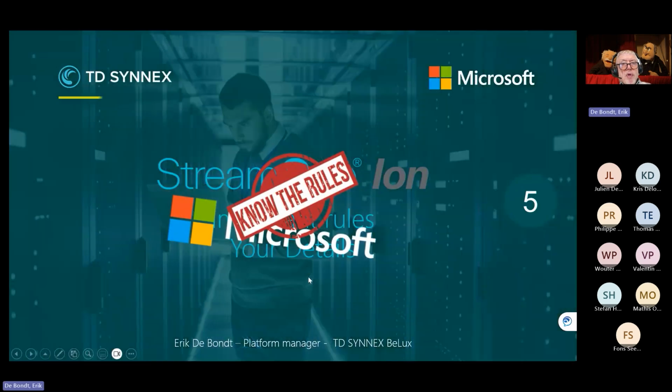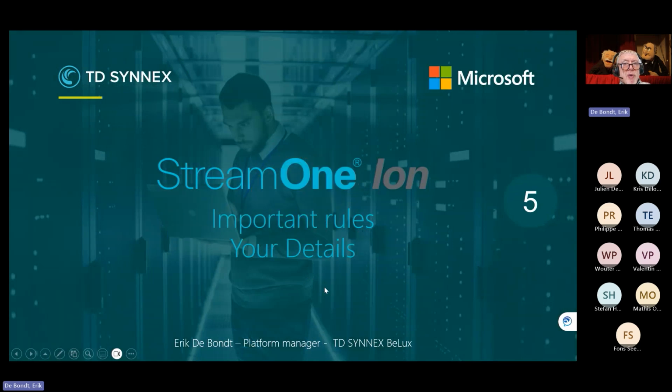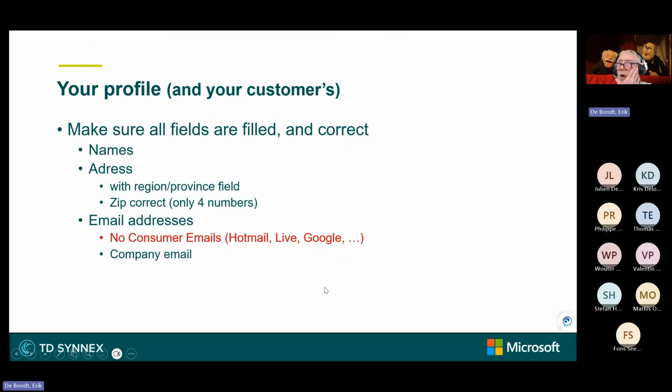Okay, rule number 5, a very short one. On your customers and on yourself, all information that you enter in Microsoft needs to be correct, also in Stream1 Ion, by the way. So enter the information the way it should be entered. For instance, in an address, a zip code in Belgium, Luxembourg is 4 numbers. It's not something like LU dash or BE with 4 numbers. No, it's only 4 numbers as a zip code. Otherwise, things will fail at Microsoft.